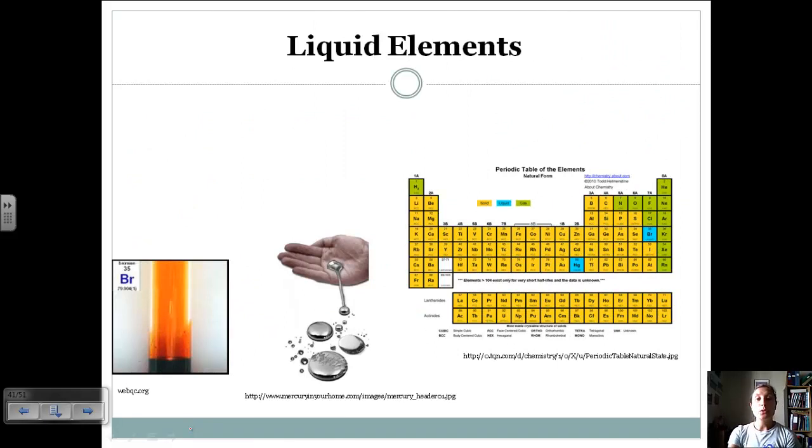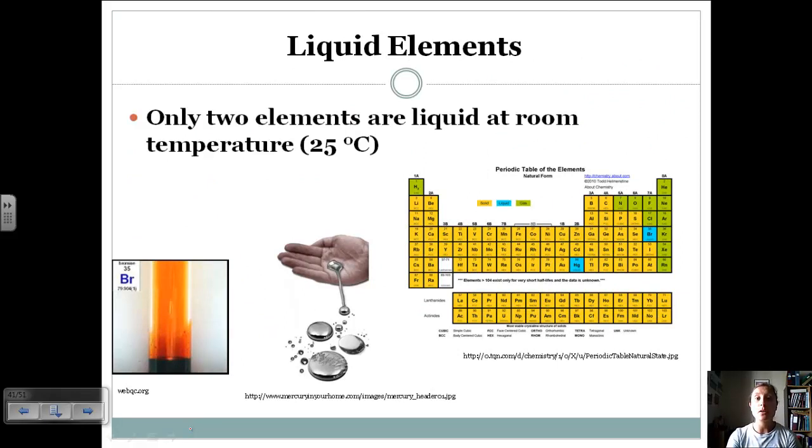Okay, there are very few elements on the periodic table that exist as a liquid at room temperature. In fact, there are only 2 of them. There's bromine, which is the nonmetal. It almost goes from a liquid to a gas, and it's very dangerous. Here's the liquid at the bottom, and it's going to this orange gas.